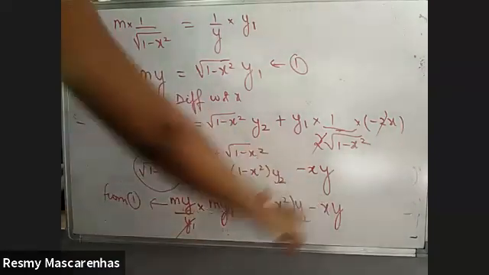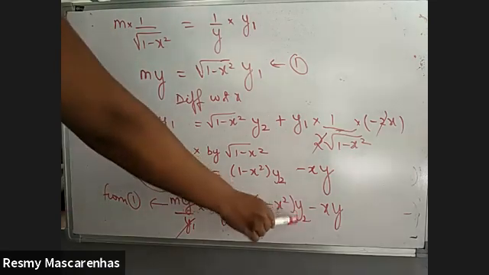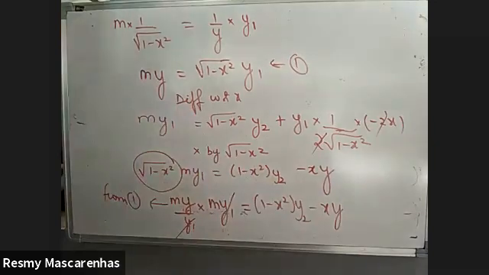Take this term on the other side and you will get it, or keep it like that only. So (1 minus x square) y2 minus x y1 is equal to m square y.